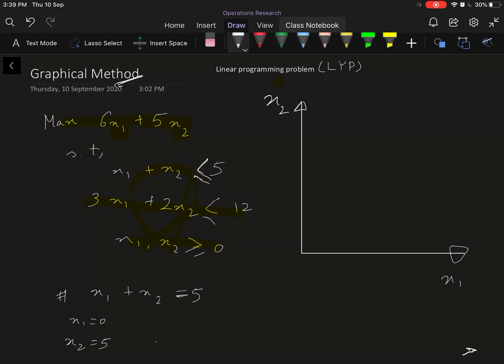Similarly, if we consider x2 equal to 0, then the value of x1 which satisfies this particular constraint is x1 equal to 5. So these two points, 0, 5 and 5, 0, both these points satisfy this constraint.